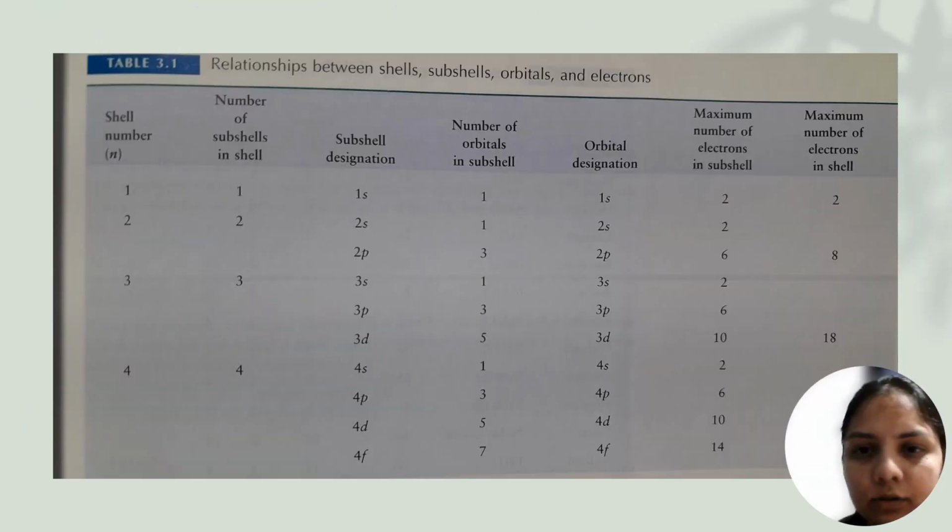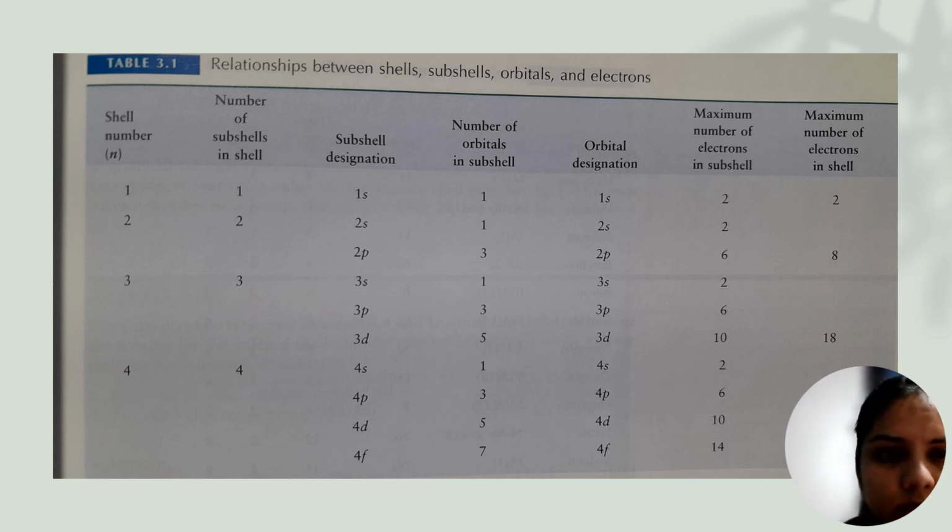Now let's conclude what we have studied today. Shell number is denoted by n. Then the number of subshells is equal to n. If n equals 1, then only one subshell. If n equals 2, then 2 subshells. If n equals 3, then 3 subshells. If n equals 4, then 4 subshells.